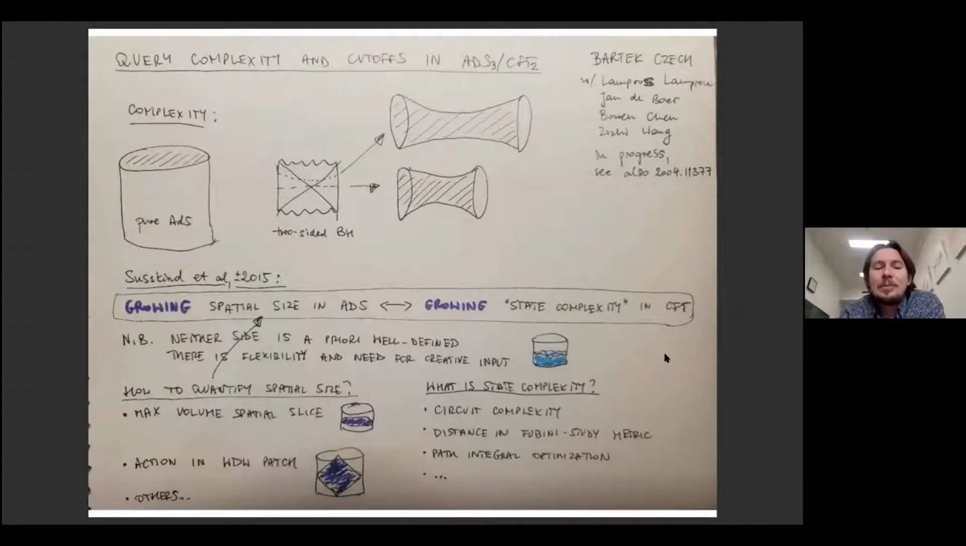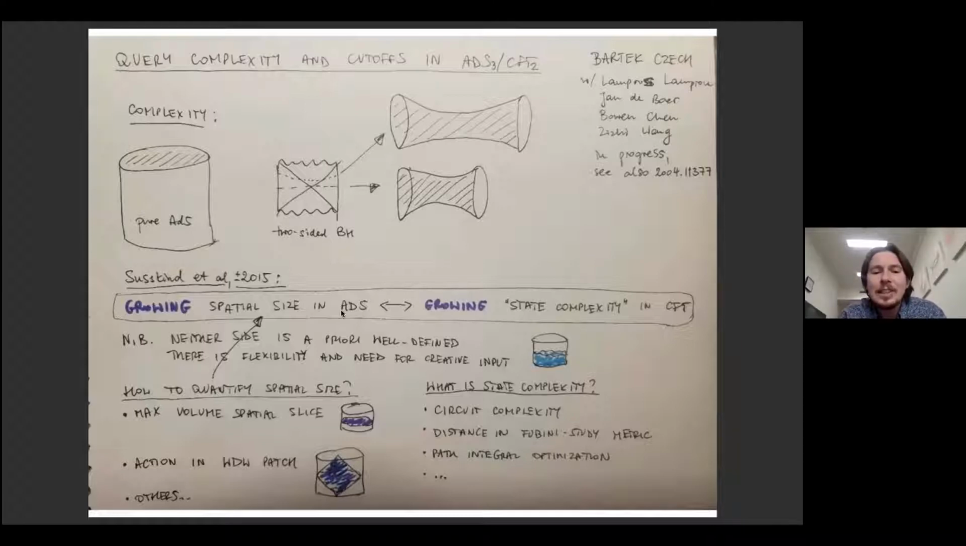So my goal today is to give an interpretation of both sides of this box. I just want to be clear about the philosophy here. I am not going to be committing to volumes of spatial slices or actions in the Wheeler-DeWitt patch, or on the CFT side, circuit complexity or distance in the Fubini-Study metric or anything like that. I just want some measure of complexity, which is defined in the CFT and which, when I evaluate it, turns out to quantify somehow spatial sizes in ADS. So that if the spatial sizes are bigger, that quantity is bigger. That's the kind of criterion I'm looking for.